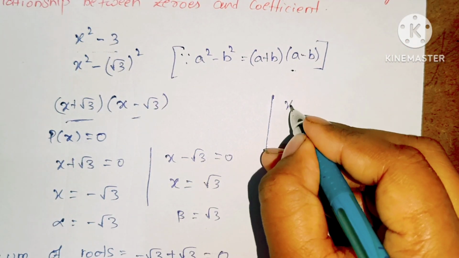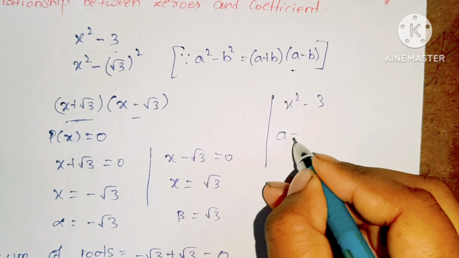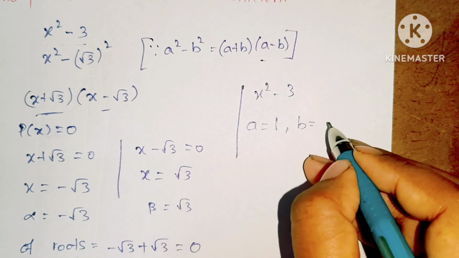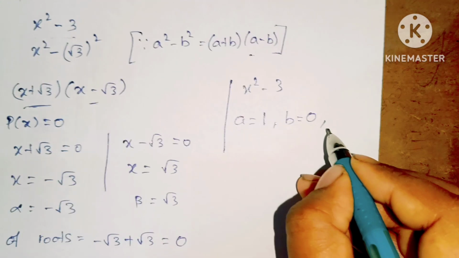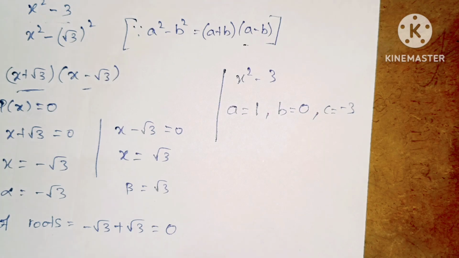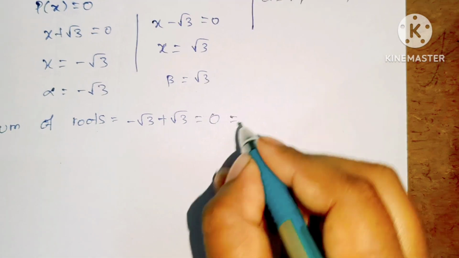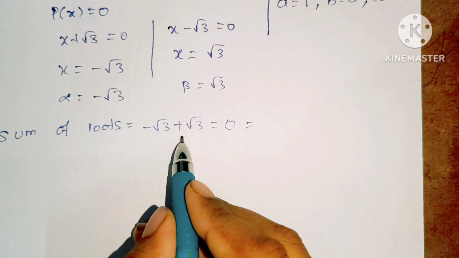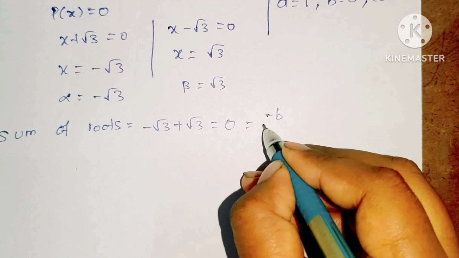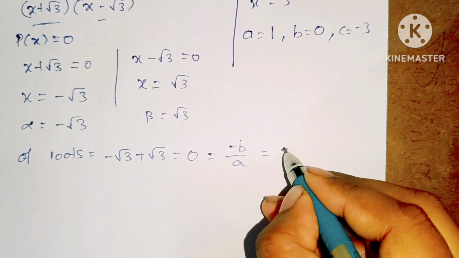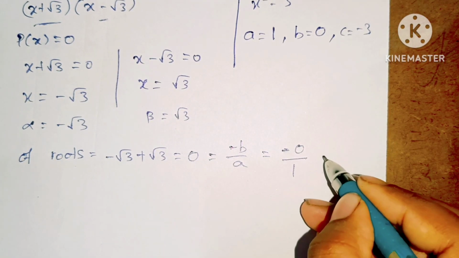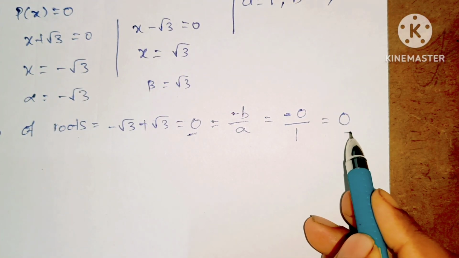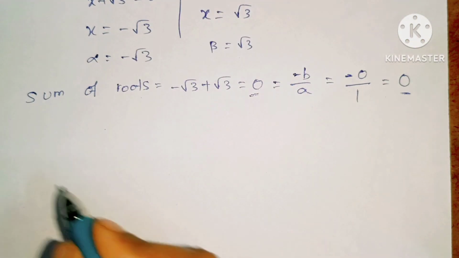So in the given question, write down a. For example, here x square minus 3 is the equation. A means what? X square coefficient 1. B means what? X coefficient. So here no variable of x. So I wrote 0. Next, C means what? Minus 3, constant, right? So sum of root means alpha plus beta I did. 0 with the help of zeros. So with the help of coefficient formula what? Minus b by a. Okay. So minus b means how much? 0 by a means 1. So how much you will get? 0. Okay. See here with the help of roots and with the help of coefficient you got same answer here.